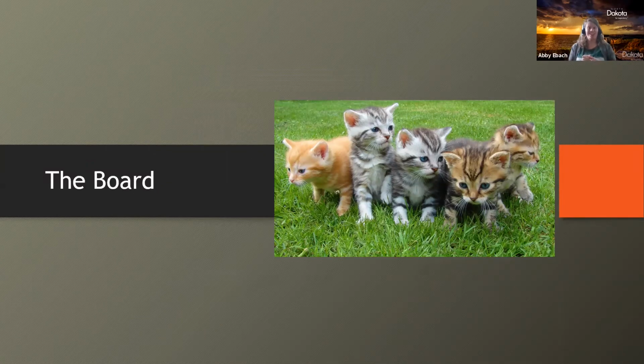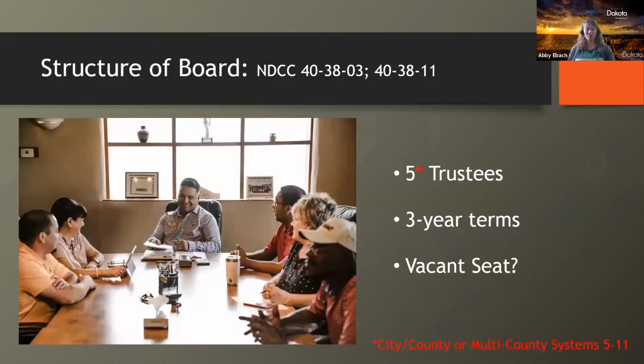So we're going to start off with the board. Obviously. The board of the public library is a governing board like we talked about on Tuesday. So that means they create the bylaws, rules, policies, and budgets as they relate to the library, and then make decisions about the library property and hiring a library director. That is granted in statute 40-38-04. Today we're going to be in 40-38-03, my heavily highlighted, if you can see that, 40-38-03 in my copy of library law. So 40-38-03 and 11 is what outlines the structure of the Board of Trustees.